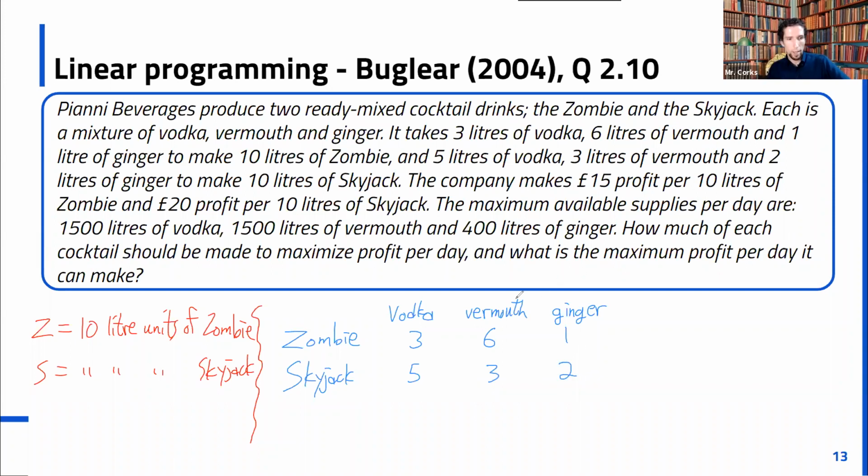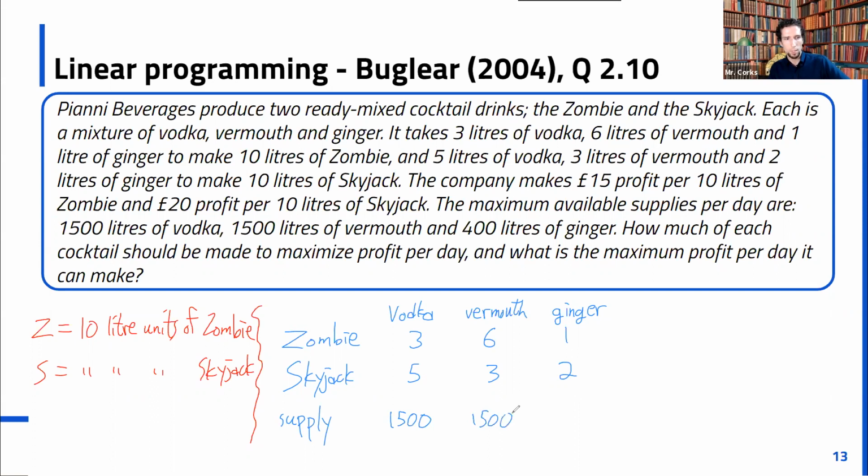All right, and we also have some limitations here. So let's write this as supply. What is our supply of vodka? 1,500. All right, 1,500.